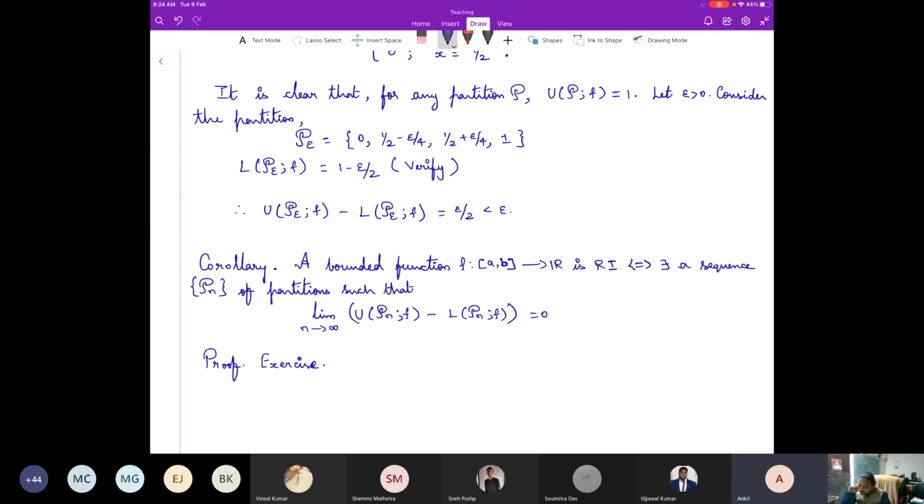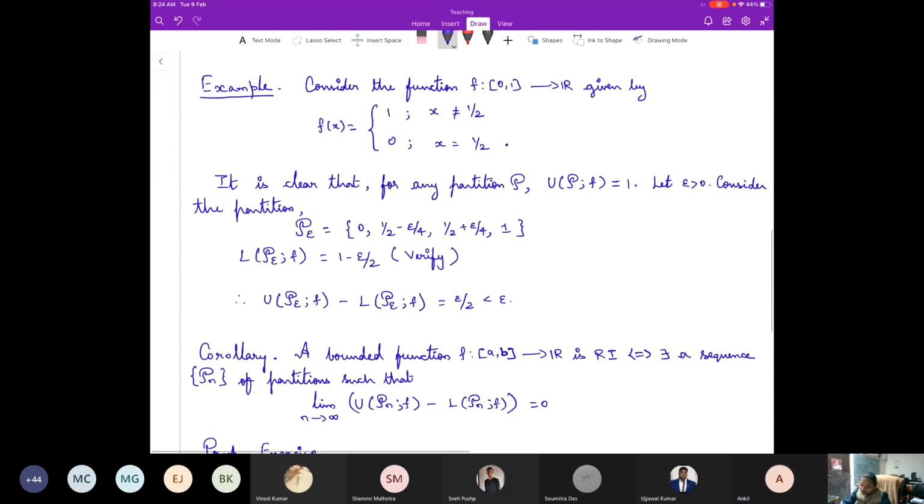So somehow or the other, see, the problem is only at half. Right? So somehow or the other, wherever there is a discontinuity, come up with a small interval. That's the whole idea. Make the interval as small as possible. That's exactly what I have done.